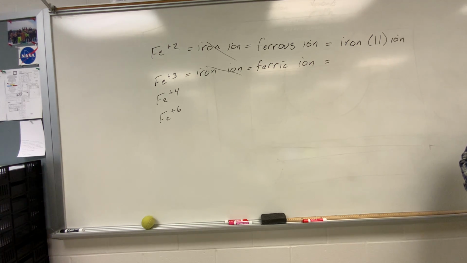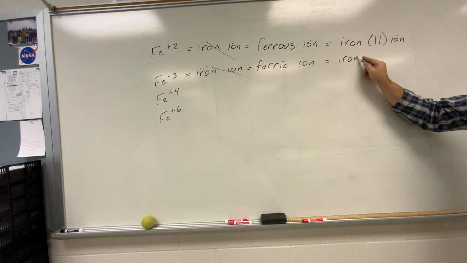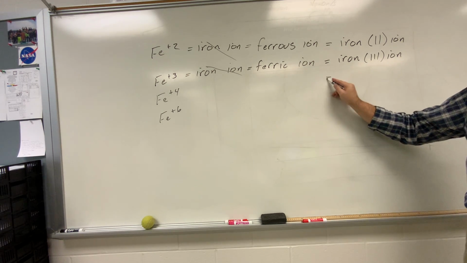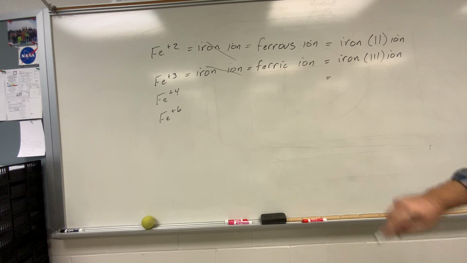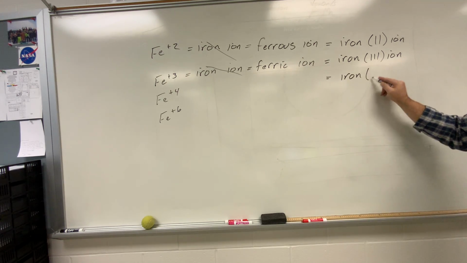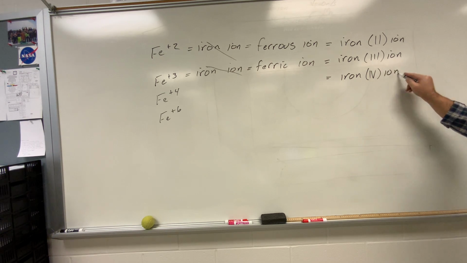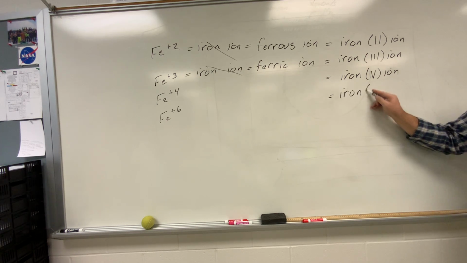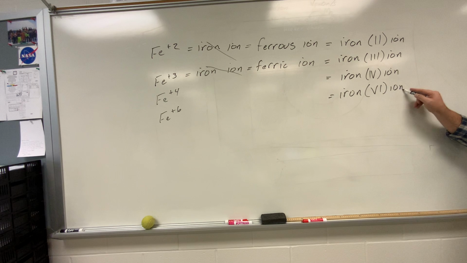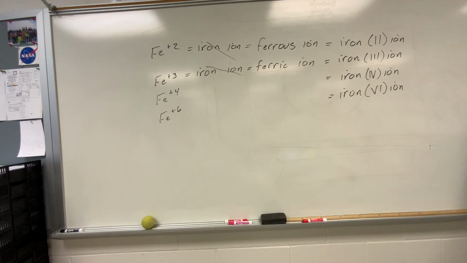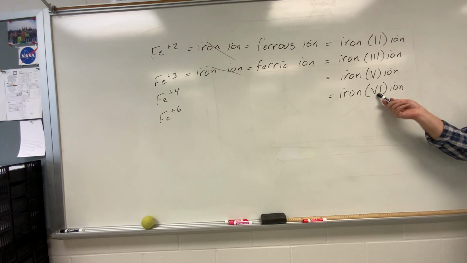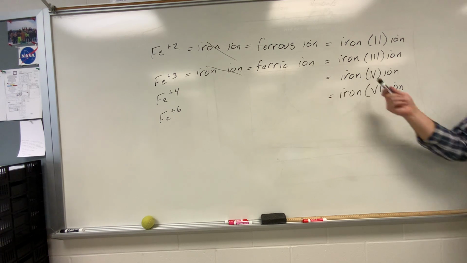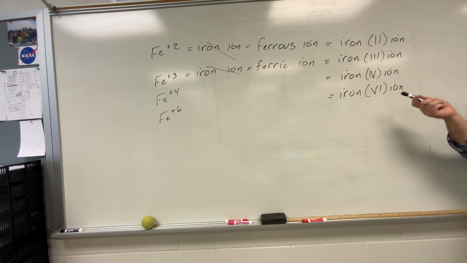This will be called iron I ion. And then the next one will be called iron 4 ion, IV. IV, yep, ion. And the last one will be called iron 6, or VI. VI ion. Okay? This is a little bit easier because it doesn't matter what charge you have. All you have to do is put whatever positive charge it has as a Roman numeral inside a set of parentheses. Okay?